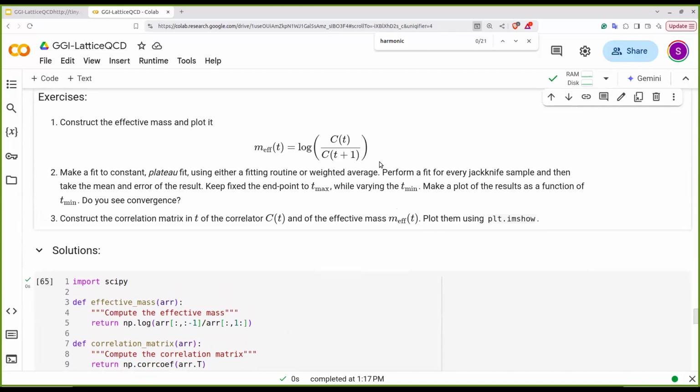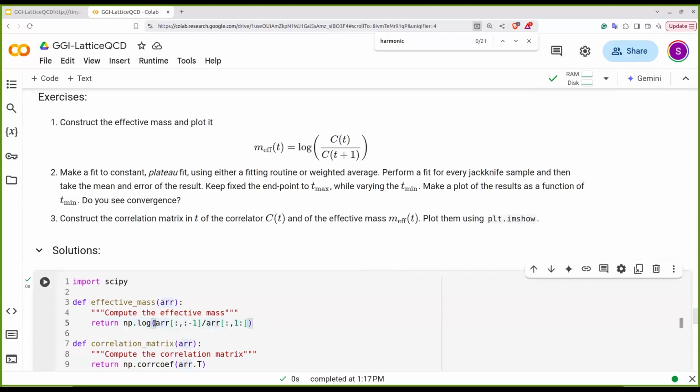You want to build up the effective mass. We said this is the formula. We are using jackknife resampled data. The formula is extremely simple to implement using NumPy, and it's basically just the ratio of the array up to the second to last data point in time, divided by the array shifted by 1 in time. So this gives me the ratio of T divided by T plus 1, okay?